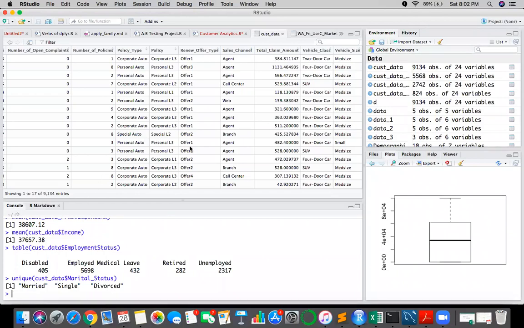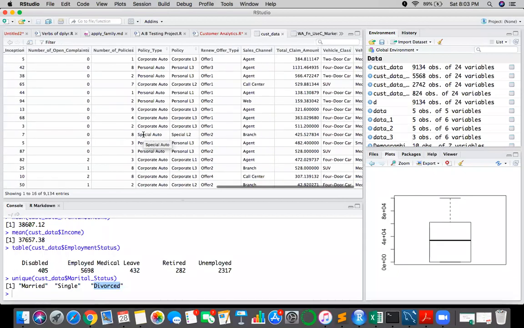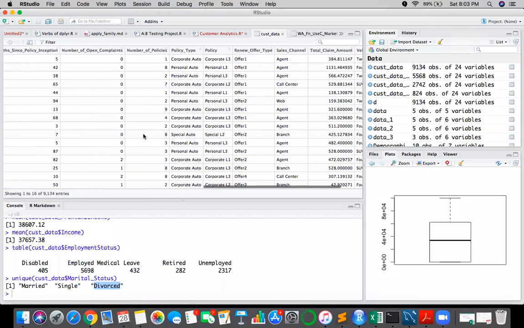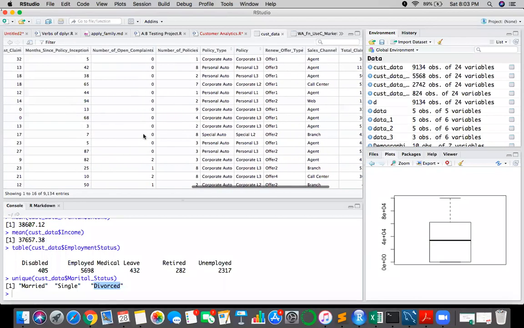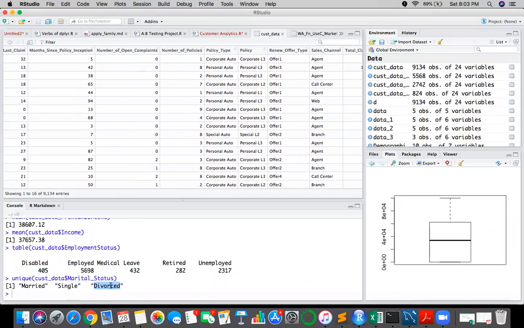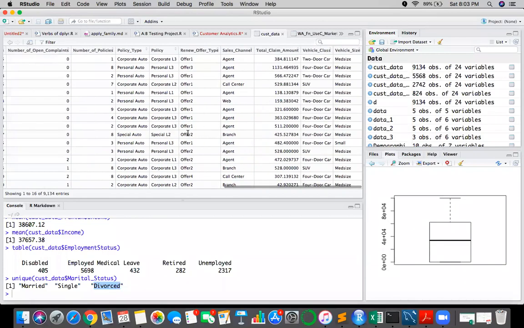Sir, generally divorced ones will have more money, because singles, maybe they are below 18 and don't have any job. But there is surety about divorced ones, because they are grown and have a job or something. Okay, so you mean this category of people will have more income. As of my understanding, income and total claim amount are related. They will go hand in hand, in the same direction, not in opposite directions.